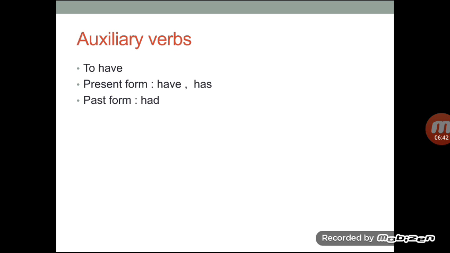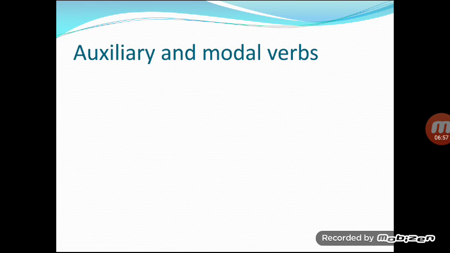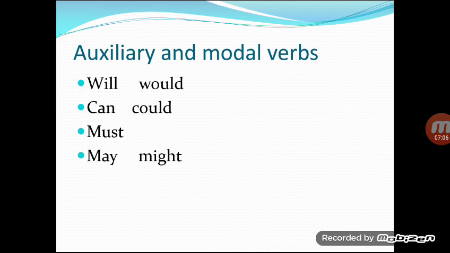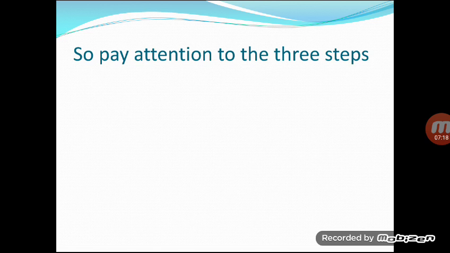You repeat with me. To be: is, are, was, were. To do: does, did. And to have: has, had. Now we have other auxiliary verbs, modal verbs: will, would, can, could, must, may, might, shall, should. These verbs are also modal verbs, but the very important thing is to pay attention to the three steps, to the stairs.